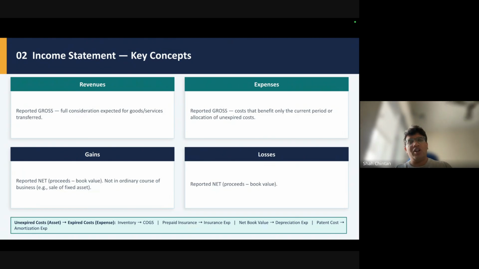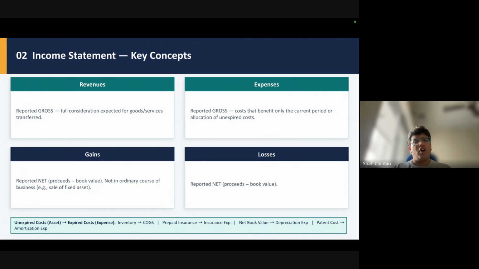Then you have something called gains and losses. These are generally not in the ordinary course of the business. That's why you call them gains and losses. Let's talk about gains first. You have an asset at a book value of, let's say, $5,000, and you sell the asset for $7,000. So you have a gain of $2,000.